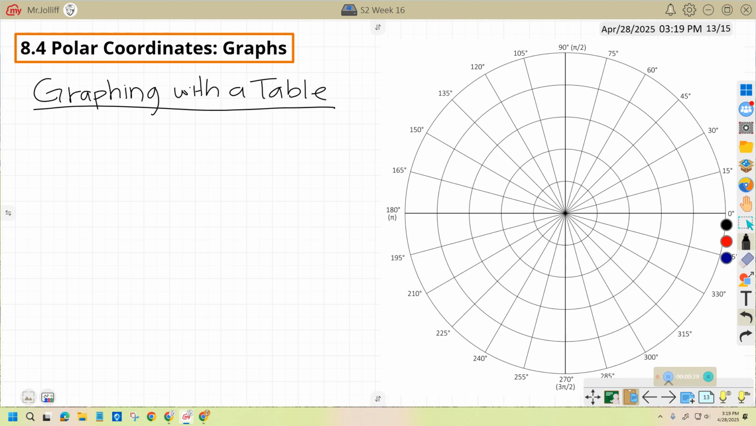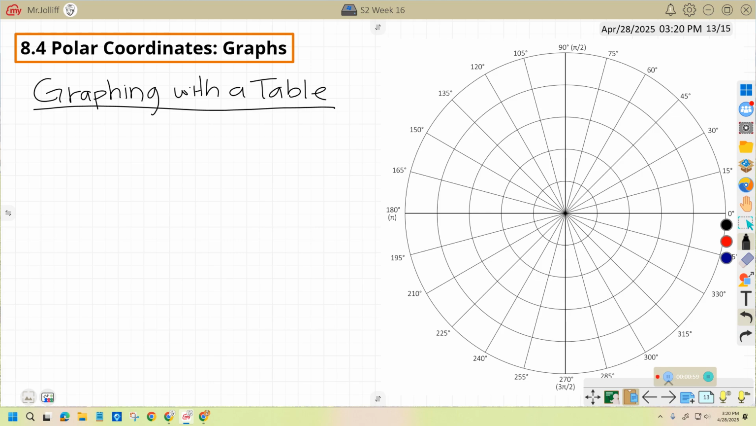Graphing with a table. Graphing with a table is the very first thing you learn to do way back in middle school. You have an equation, y equals something with x in it. How do I graph it? I make a table with x and y. I pick my x values. I use the equation to calculate the y values. I plot the points on the graph. Yeah, very first graphing skill you learned. We're going to do the same thing with polar equations.